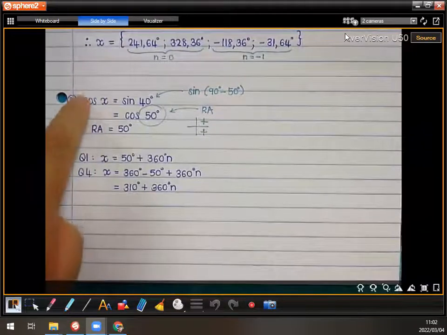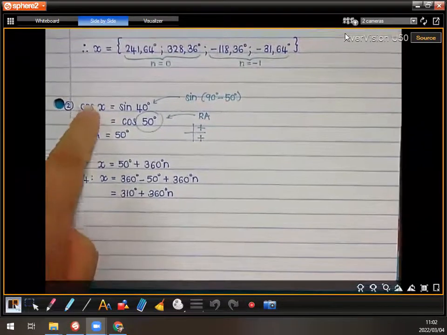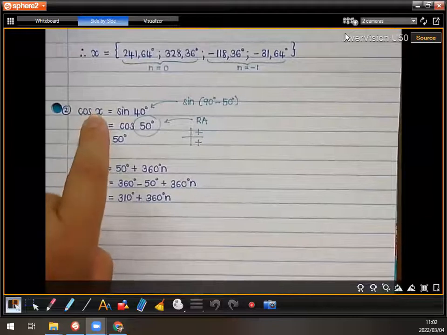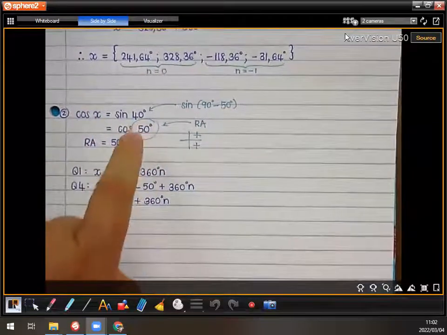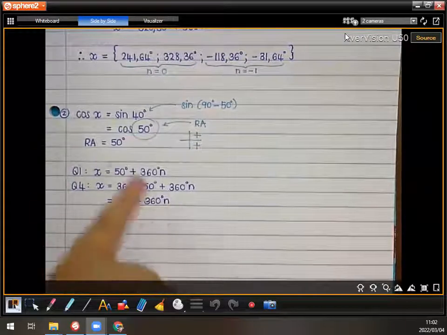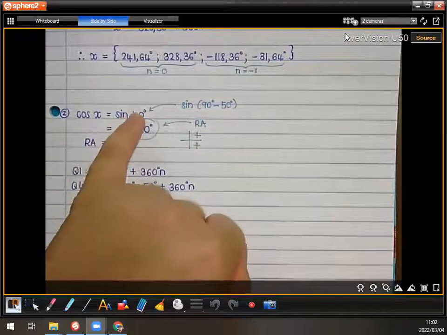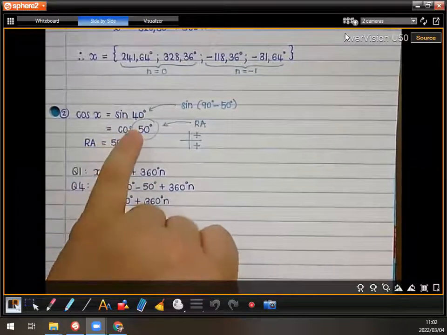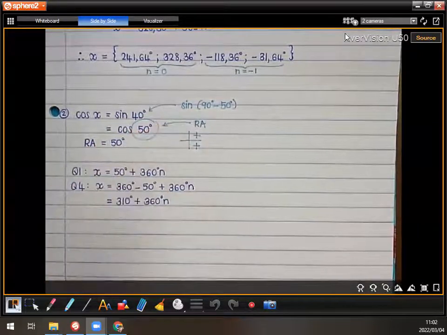Yeah, so you look at what is on the left, because your answer has to be an x value that's going to give you a positive value. Then you would move that minus across to the other side, and if you move it across, you're going to get negative sine 40, which is negative cos 50.